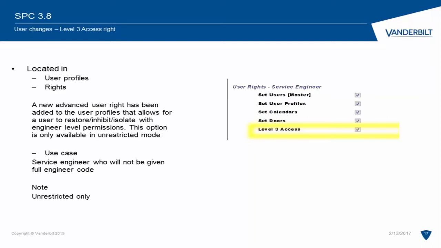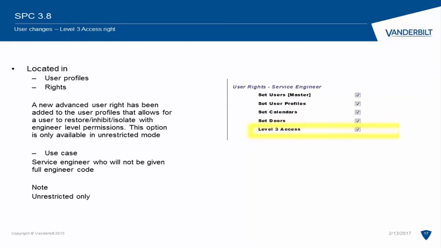Okay, the next new feature we have to introduce in SPC 3.8 is the user change to access level 3. The base of this feature was we had a request from a number of customers to allow certain users additional rights, to have not just the ability to restore, inhibit, and isolate, but to be able to restore, inhibit, and isolate at a level above the standard users. So you can have a security guard on site or a security manager who would be given this right.